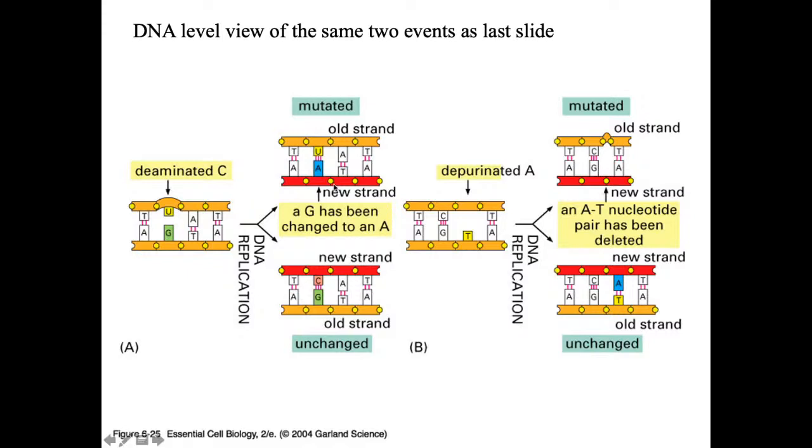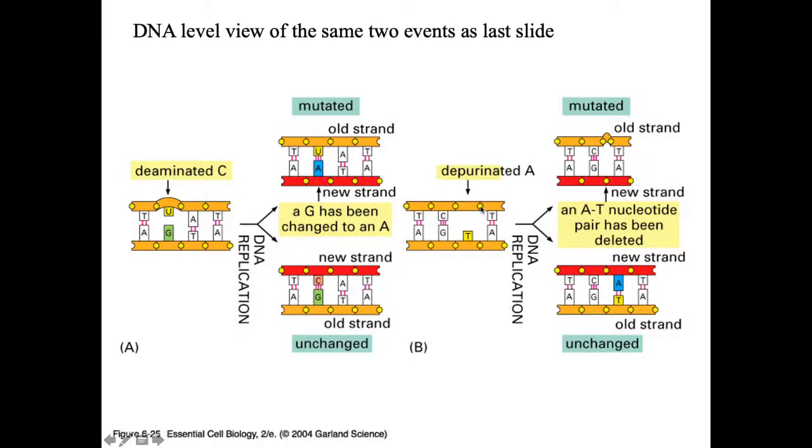Once this is your deaminated C, with the G it should be C, but it's not present. So what will happen during DNA replication? Two things could happen. One could be mutated, one could be unchanged. In the unchanged form, it will have the new strand with the C, but in the other case, the G pairs with U, and because of that it will change into A.